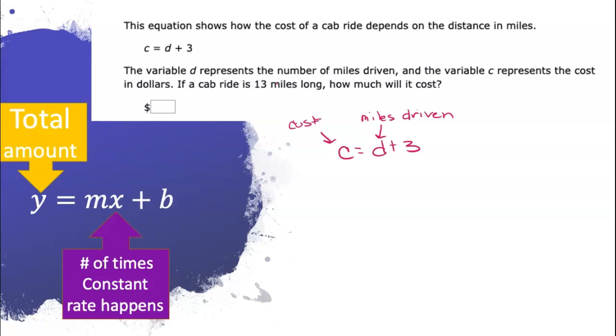If a cab ride is 13 miles long, where would that go in my equation? Miles long, that would be miles driven. So that's going to be here where my D is. How much will it cost? So I'm going to be looking for C. So C equals, plug that in, 13 plus 3. Well, 13 plus 3 is 16. So I would say that my total cost is $16 for this cab ride.